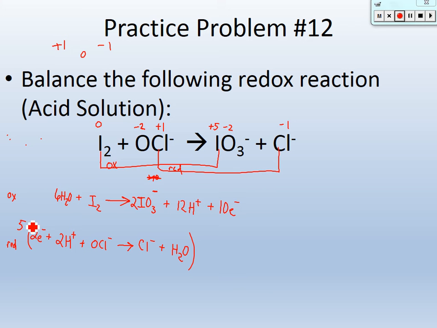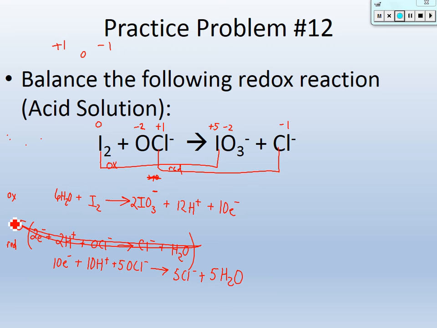So how many electrons do I have now if we distribute it? 10 electrons plus how many H pluses? 10 H pluses. How many OCl minuses? And that goes to how many chlorine? 5 Cl minuses. Plus how many waters? It's 5 waters. Okay, now we've distributed it. Let's cross this out. I don't want it to confuse us.